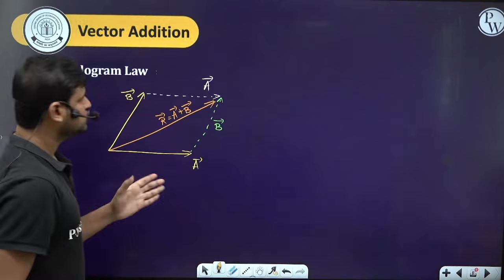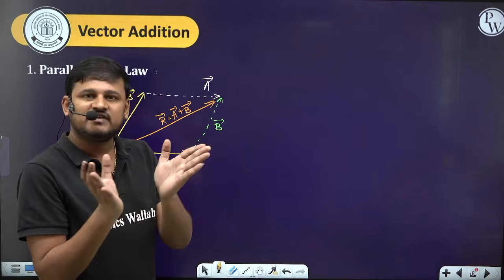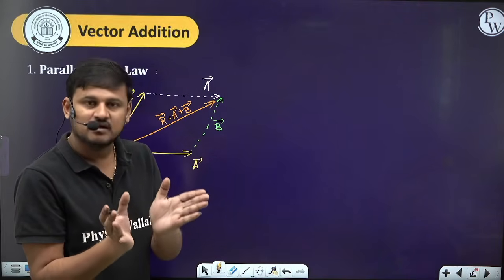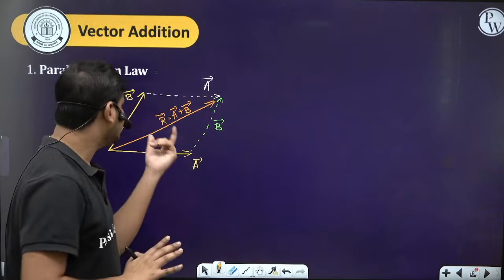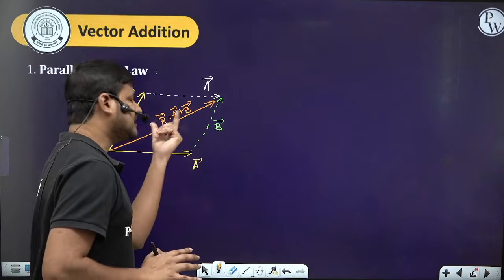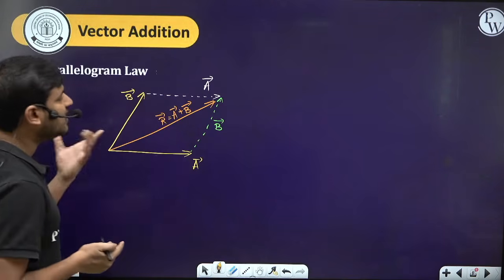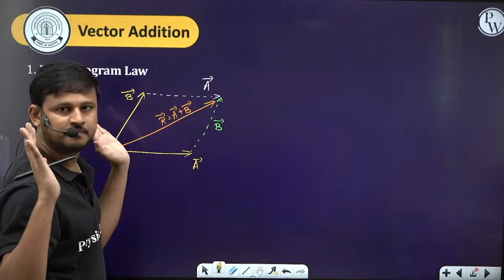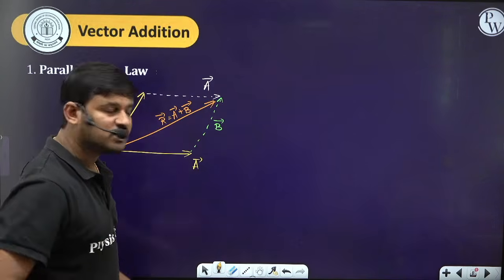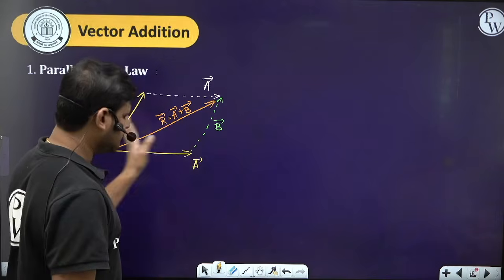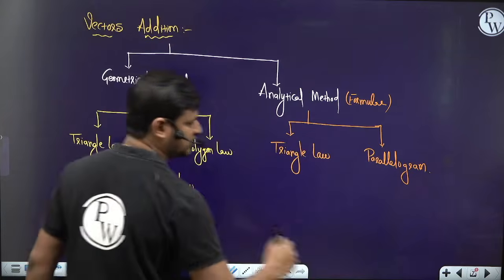That's it. If two vectors are given, form a parallelogram with those two vectors by parallel shifting them, and the diagonal of the parallelogram will give the resultant. What is the magnitude of this resultant? That's not given by the geometrical method. Now we should go for the analytical method. Till here it's the geometrical method, parallelogram law. Now I am going for the analytical method, parallelogram law. Okay, so see here.